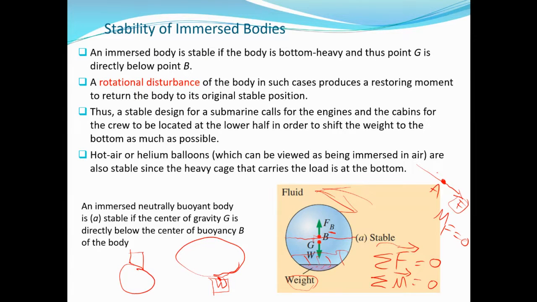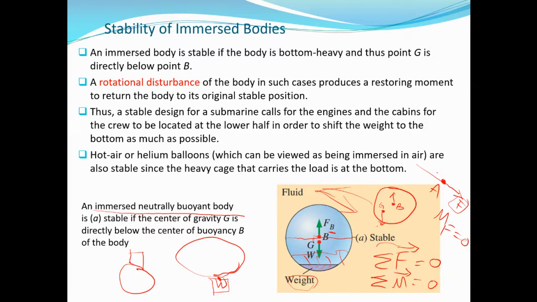An immersed neutrally buoyant body is stable if the center of gravity G is directly below the center of buoyancy B of the body. So this is the condition for an immersed neutrally buoyant body: G must be below B. The center of gravity must be directly below the center of buoyancy of the body, and they must have the same line of action. What I mean by the same line of action is, when the center of buoyancy B is here, the center of gravity should not be here.